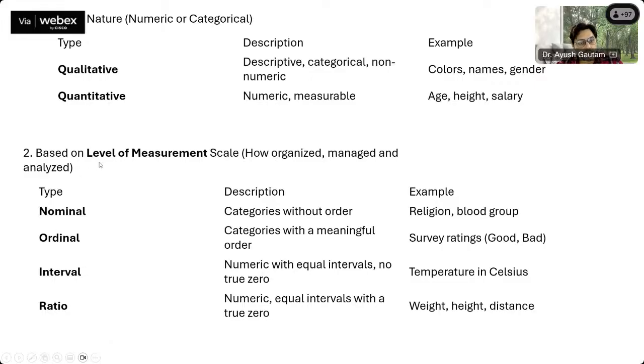Based on the level of measurement. Can anyone tell me what is the level of measurement? Okay, so let me tell you. You know, there are measures like mean, median, mode, standard deviation, variance, t-test, chi-square test, hypothesis test. Are you aware of all of these terms?